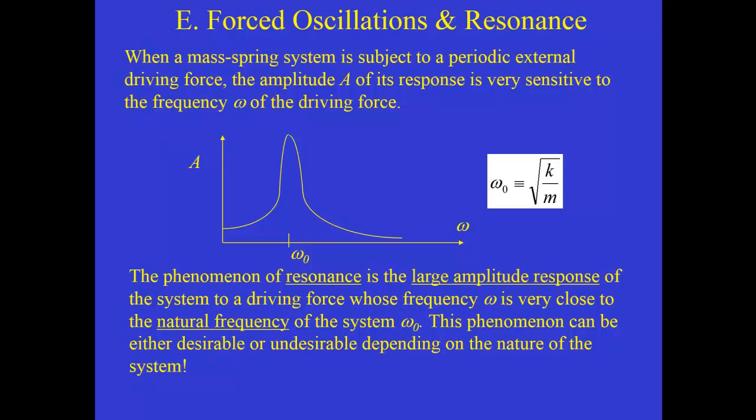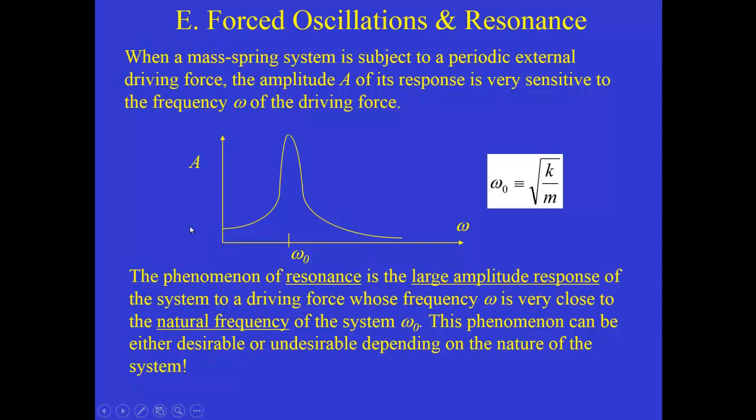What happens, we find out, is that if you do lots of experiments and measure the maximum amplitude of the system at different values of the frequency of the external force that's causing things to vibrate, you find that there's a peak. The maximum amplitude in this situation for forced oscillations happens when the external frequency is very close to the natural frequency of the system. Omega 0, remember, is the square root of k over m. The peak isn't exactly at omega 0, but it's very close to it.